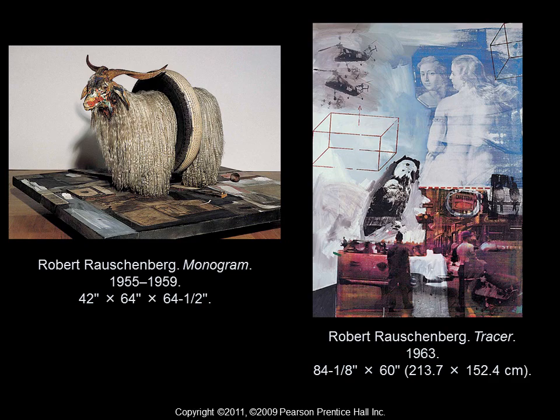Next we'll be looking at assemblage artists that were inspired heavily by the Dada movement. In this slide we have two different works by Robert Rauschenberg. Rauschenberg is definitely one of the most influential artists in post-1950s America. In the upper left, we have his Monogram, which is an assemblage. He called it a combine painting, meaning that it combines different elements together. It was made between 1955 and 1959.